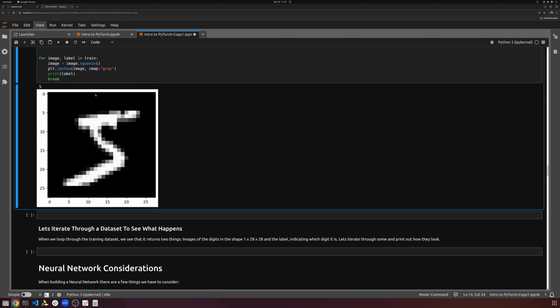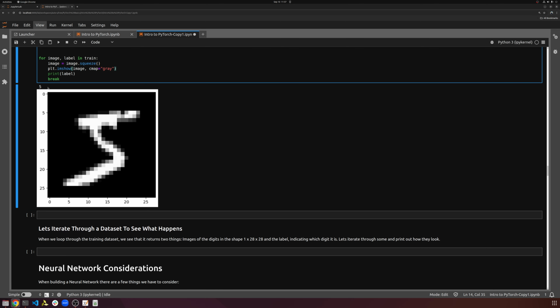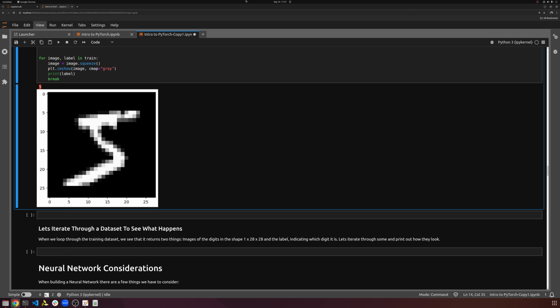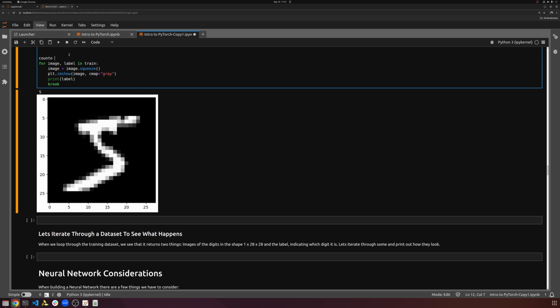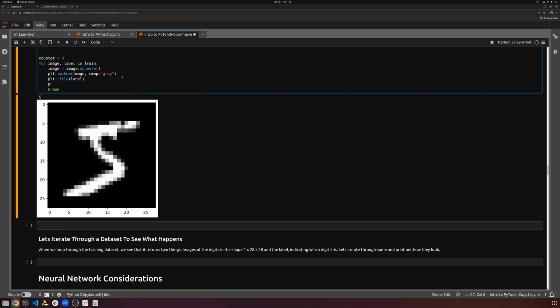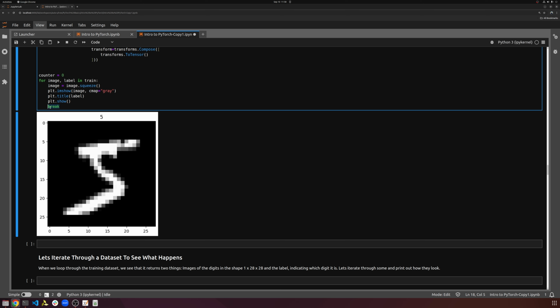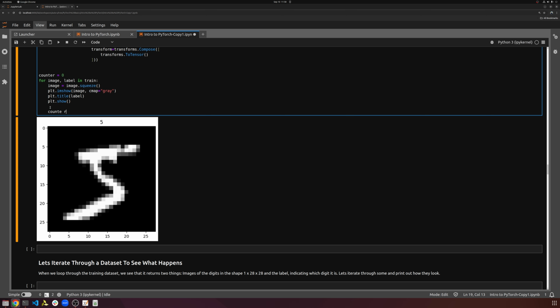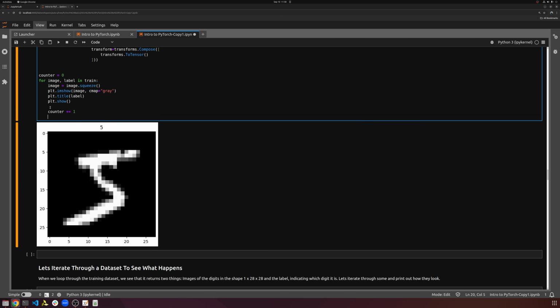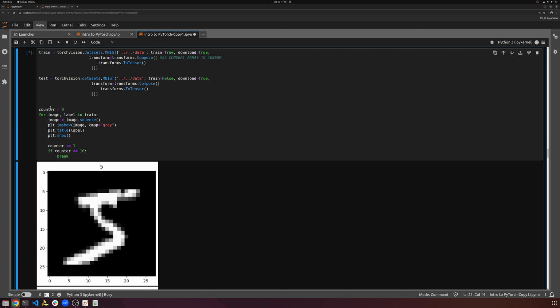And there you go. It is a 5. Nothing too crazy. And we can see the label is 5, right? So there we go, that's basically our data. Let's just throw a counter in there. Counter equals 0. And let's do plt.title, and put the label in there, then plt.show. And we're going to do counter plus equals 1, and if counter is 10, then break, just so we can plot out a couple of these.